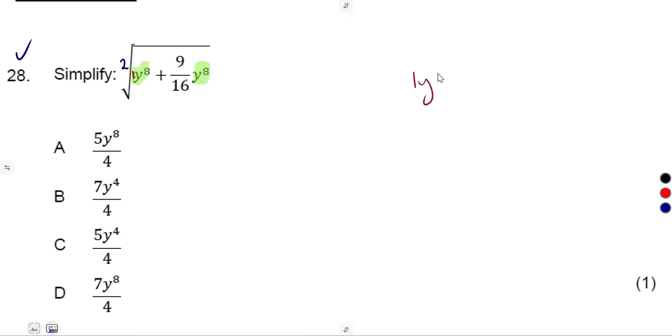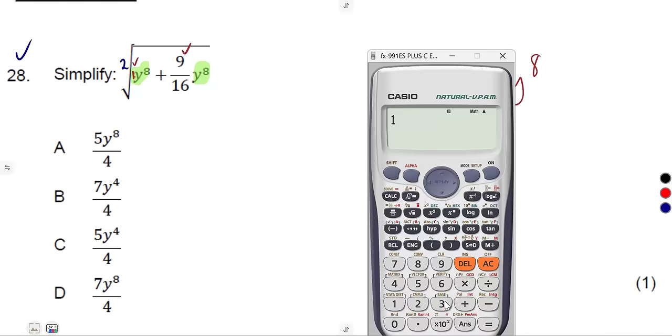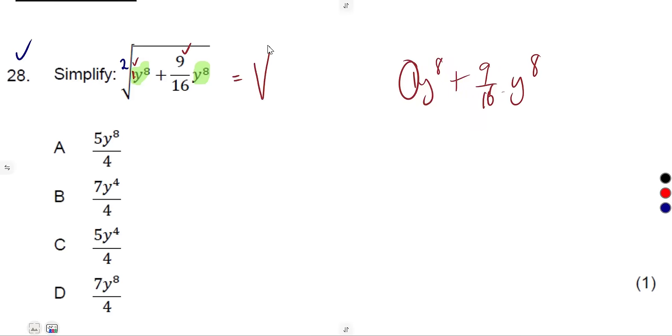So that is like what you actually see there. It is y to the exponent of 8 plus 9 over 16y to the exponent of 8. So I see the 1 and the 9 over 16. This is what I see as the coefficient. So I add those two. 1 plus 9 over 16. Just like that, guys. Direct and straightforward. That's 25 over 16. So we need the square root of 25 over 16.